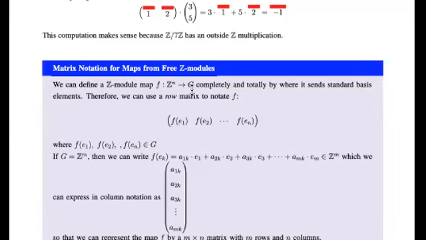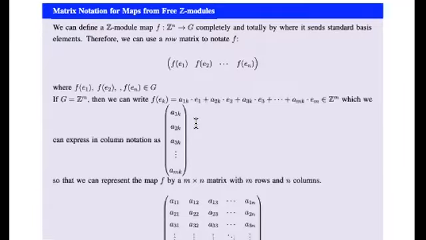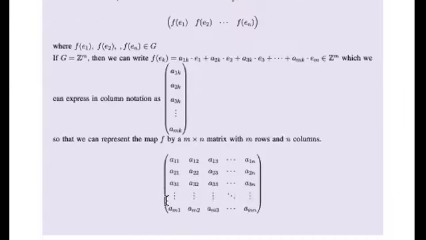Now, what about the codomain? If the codomain is free, the codomain images can actually be represented as tuples, like if it's Z^m, so that each codomain image can be written as tuples.